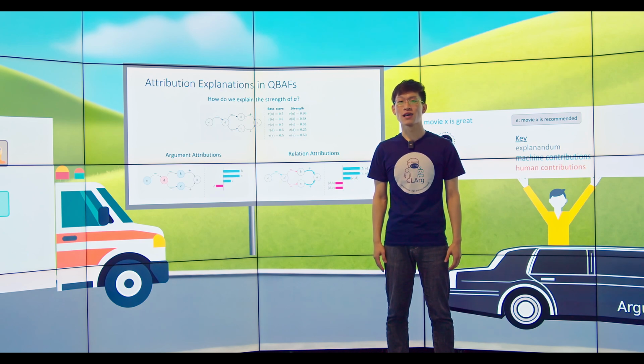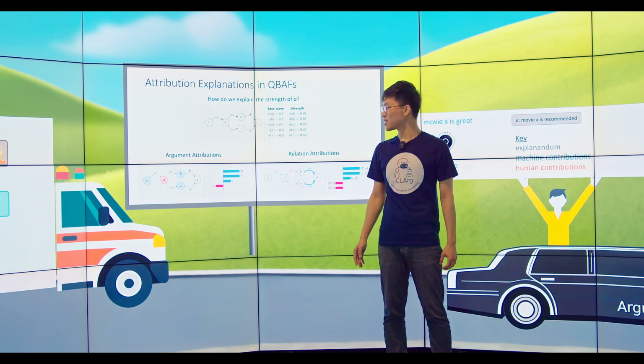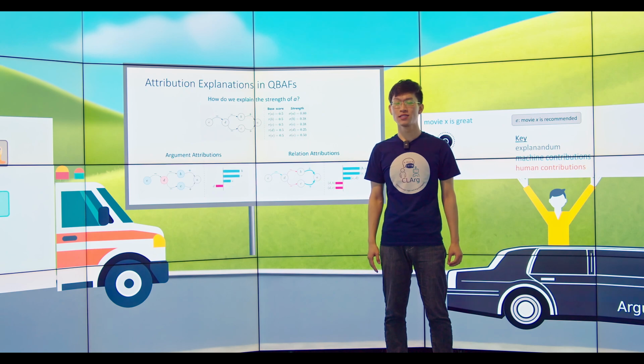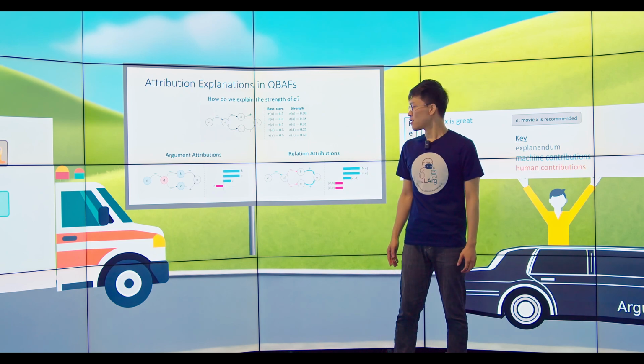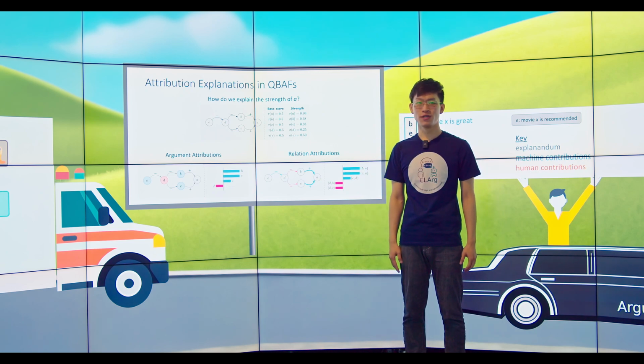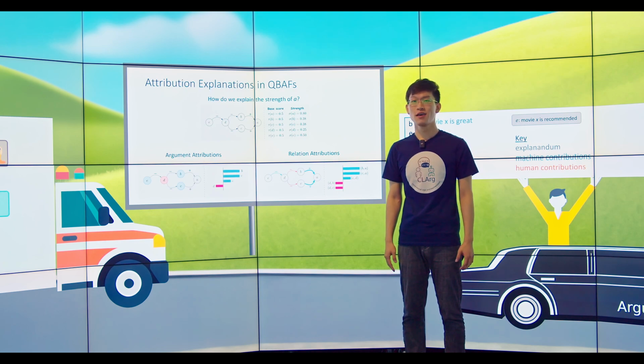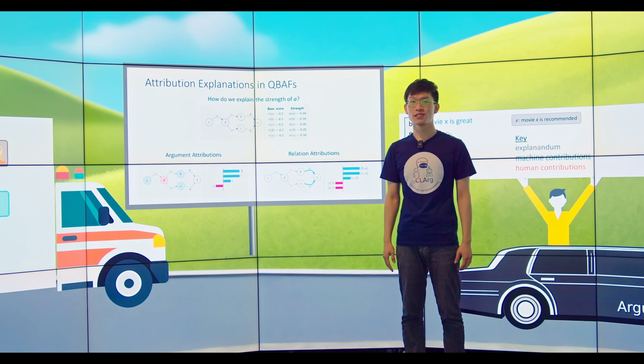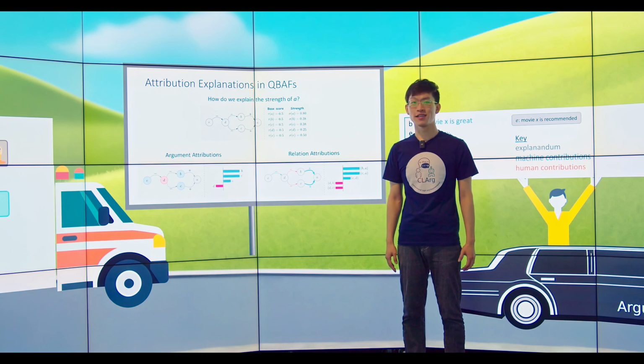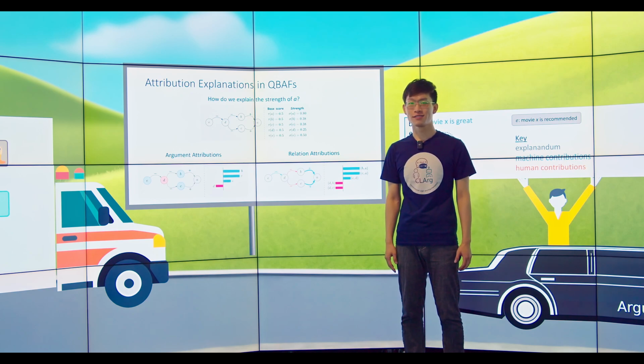The first one is called attribution explanations, which means that we attribute importance scores to the arguments, showing their contribution to the final strength of argument A. We can see blue means that they have positive influence, red means negative influence. The second method, we call relation attributions, which means that we attribute the importance scores to the attacks and supports instead of the arguments. Same idea, but sometimes we find in many applications it can provide a more fine-grained insight.